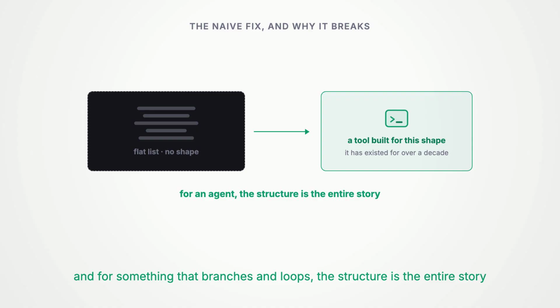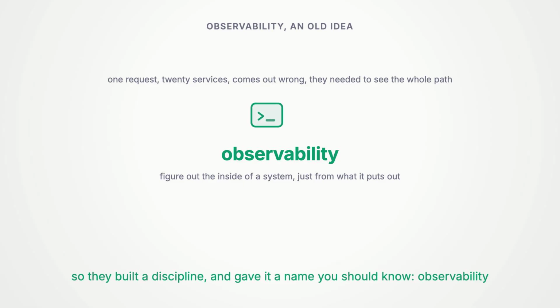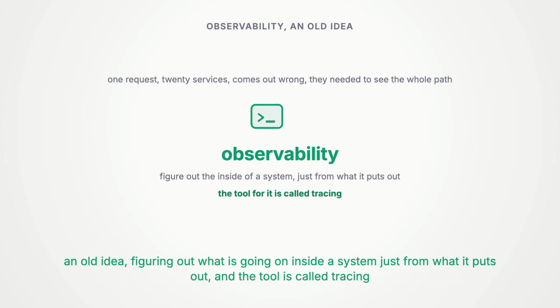And it turns out, it has existed for over a decade. Because long before AI agents, software engineers had this exact problem. One request would come into a big system, bounce through 20 different services and come out wrong, and they needed to see the whole path. So they built a discipline for it, and they gave it a name you should know: observability. It is actually an old idea from engineering, the ability to figure out what is going on inside a system just from what it puts out. And the specific tool for it is called tracing. Here is the whole idea, and it is genuinely simple. You record every single step of one run as it happens.